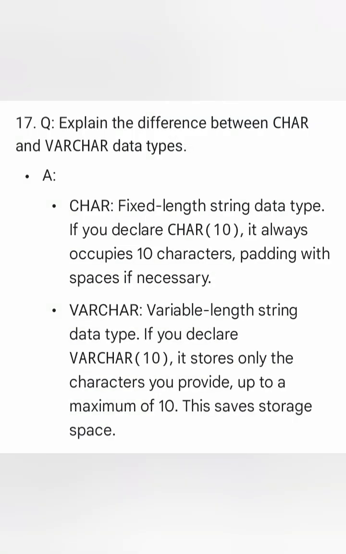17. Q. Explain the difference between CHAR and VARCHAR data types. A. CHAR. Fixed length string data type. If you declare CHAR(10), it always occupies 10 characters, padding with spaces if necessary. VARCHAR. Variable length string data type. If you declare VARCHAR(10), it stores only the characters you provide, up to a maximum of 10. This saves storage space.